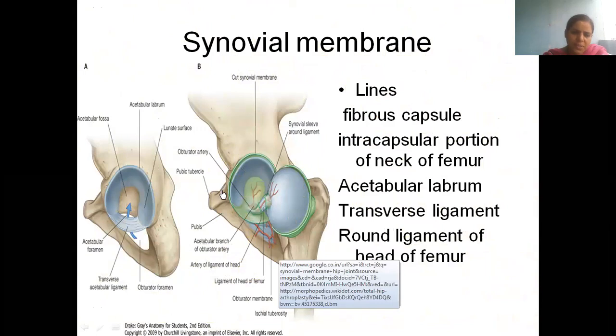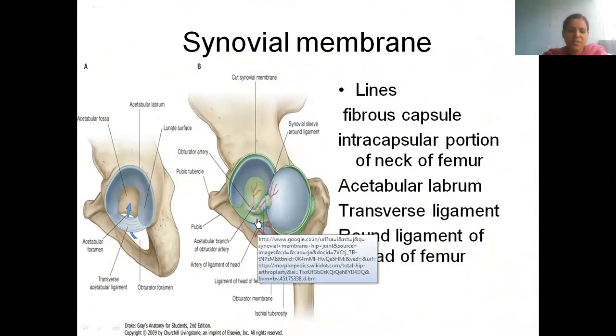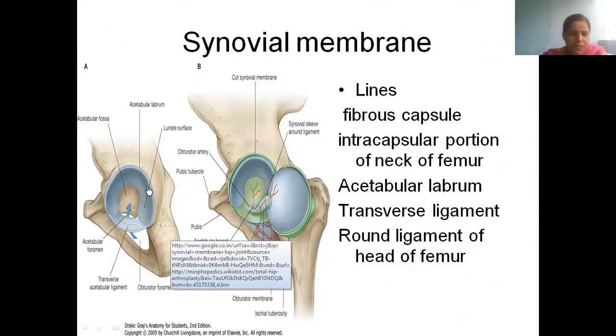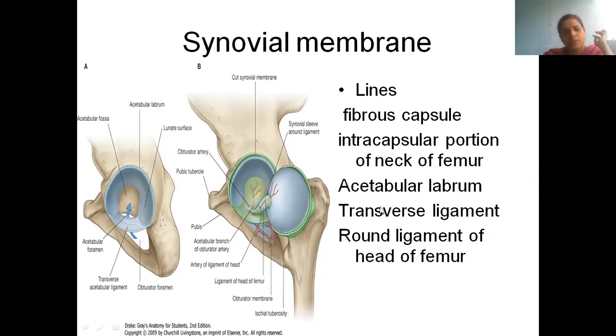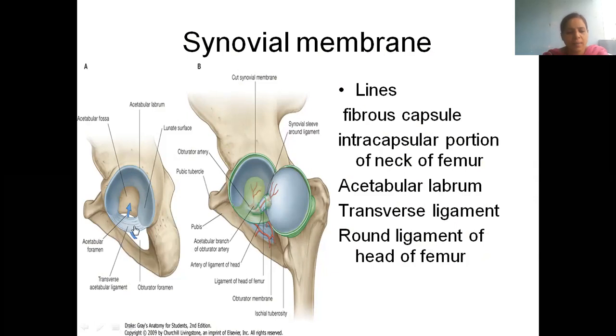So if you are just cutting the capsule, the inside lining of the capsule is nothing but synovial membrane. What is the function of the synovial membrane? It secretes a fluid which is called the synovial fluid, which helps in the lubrication of the joint. Okay. Then, so this is the acetabulum. You have a horseshoe, half moon shaped structure, which is nothing but the hyaline cartilage. So the margin is the acetabular labrum. Bridging this lunate surface of the acetabulum, we have the transverse acetabular ligament. This is the transverse ligament where the arrow is shown.